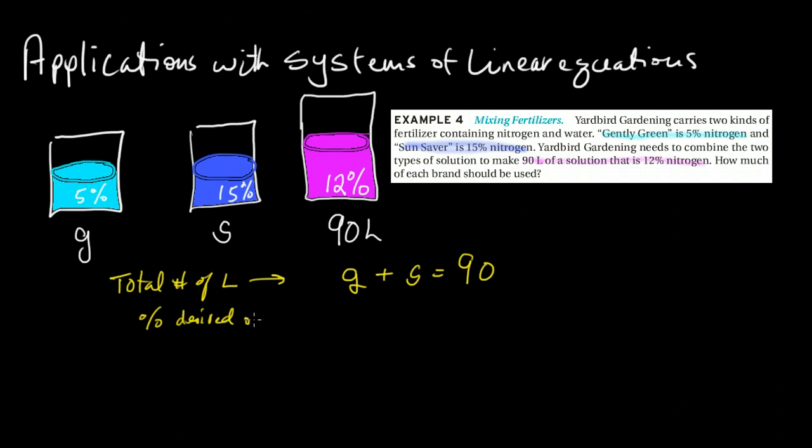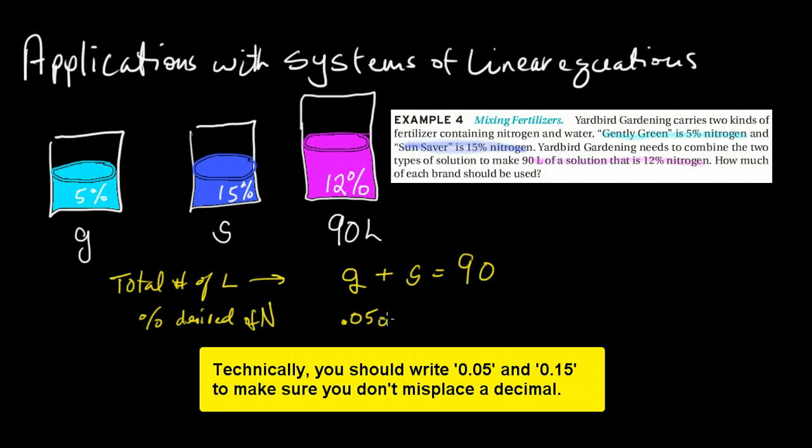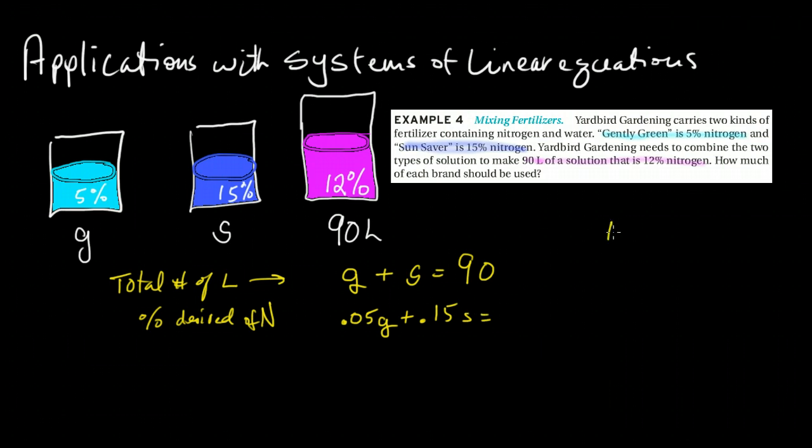Now the percent desired of the nitrogen is going to be the 5% from the Gently Green. So we'll put 0.05 of however much we use for the Gently Green, and that'll be added to the 0.15 of however much we use of the Sunsaver, and that's going to give us 12%, or 0.12, of the 90 liters of total solution. So that's 0.12 times 90, or 10.8 liters will be nitrogen.